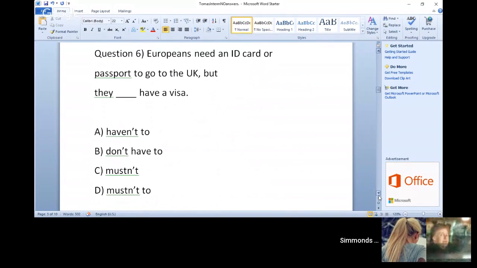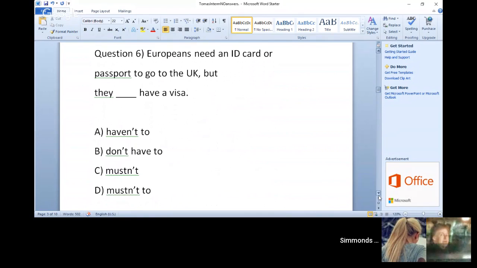Ken, this is for you, right? Yes. Okay. Europeans need an ID card or passport to go to the UK, but they don't have a visa. But they don't have to have a visa. I think don't have to sounds fine to me. Okay, Garrett, any? Must, I think B is correct. Okay, Ken, did you want to say something else? Mustn't have. It's strange, but I think yeah, B is the right one. Yeah. Don't have to.